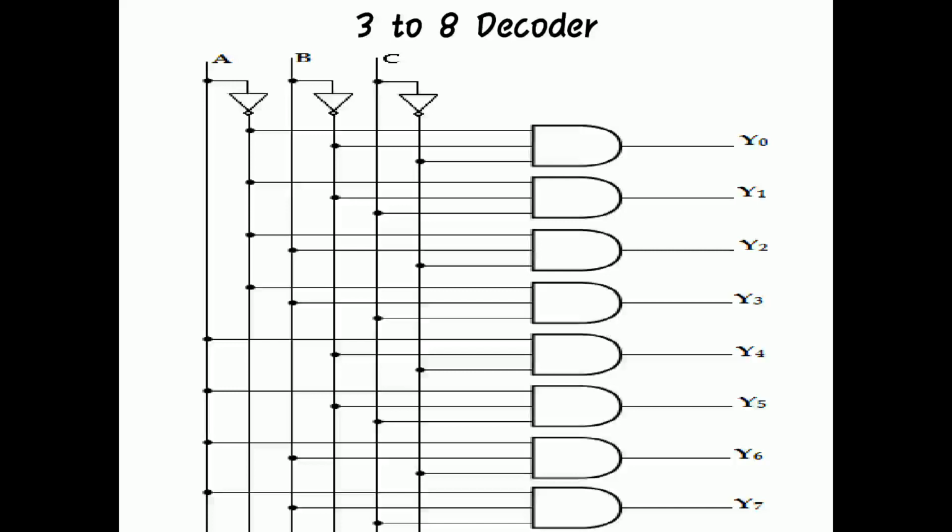So here I have got 8 combinations of output. All will not be activated at one time. One output only. For example, if input is 0 0 0, Y0 is activated. If input is 0 0 1, Y1 is activated. If input is 0 1 0, Y2 is activated. Similarly, it goes on. If all the inputs are 1 1 1, Y7 will be activated.